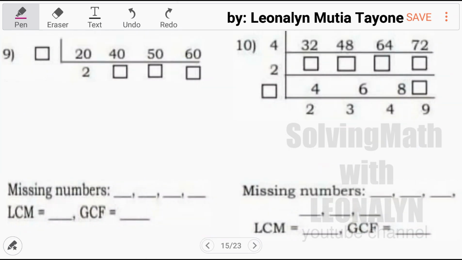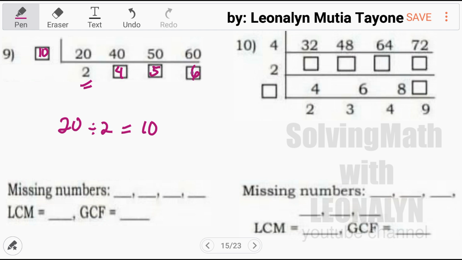Now, dito na tayo sa number 9 at number 10. Pagsabayin nating hanapin yung missing numbers. Ito yung pang-divide. Paano malalaman kung ano yung pang-divide? Ito lang. 20 divided by 2, and this is 10. So, therefore, this is 10. 20 divided by 10, that is 2. 40 divided by 10, and this is 4. 50 divided by 10, and this is 5.